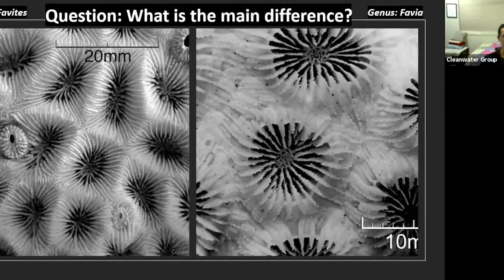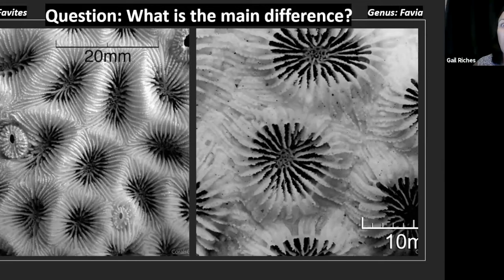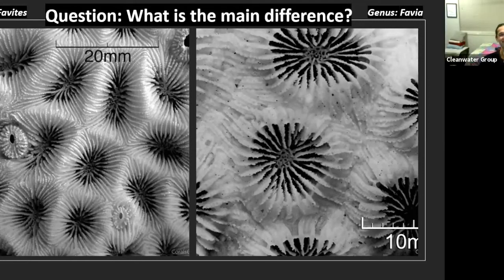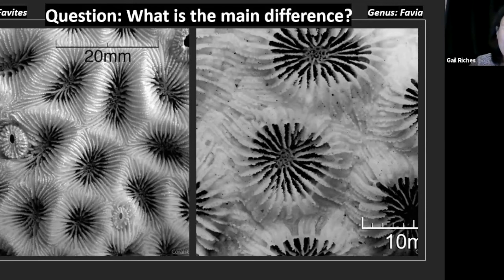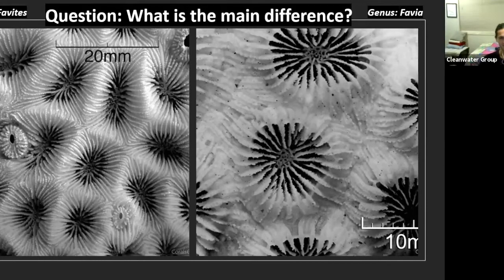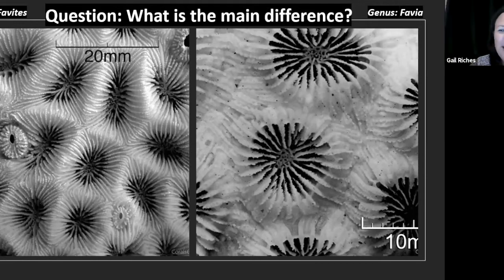Nice, thank you. How many different types of species of coral are there? Oh my, lots. Thousands and thousands. And here's just a picture showing the difference between the two, with Favites with walls that are joined and Favia with them separate.